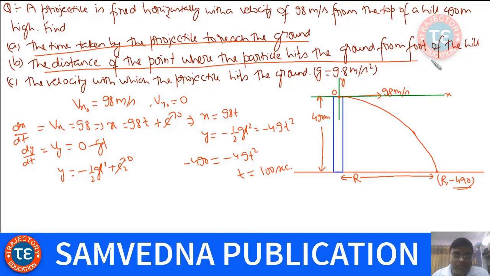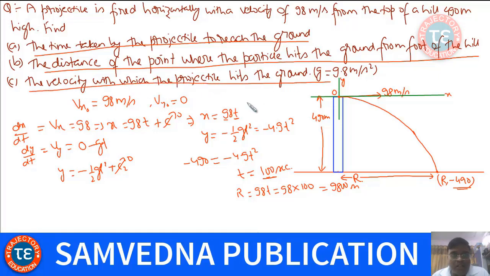And during this time, this R is going to be 98 times 100 second. During this time, by the time the particle falls to the ground, the horizontal distance traveled would be 98 into the time of flight. So this is 9800 meter. It's very large.